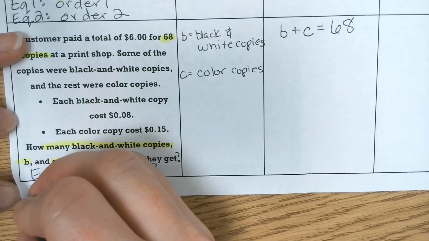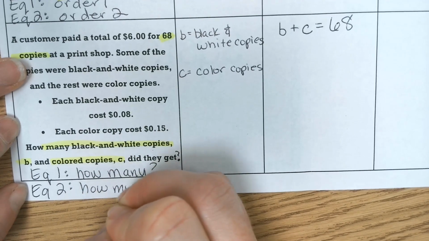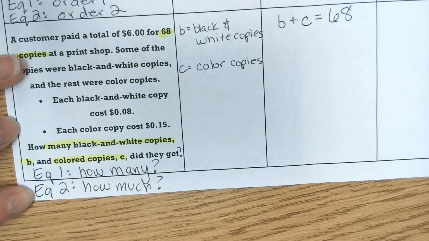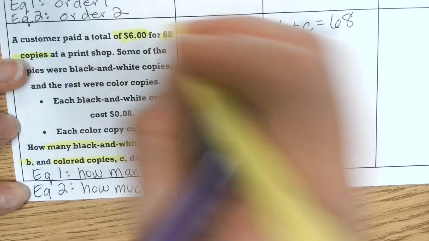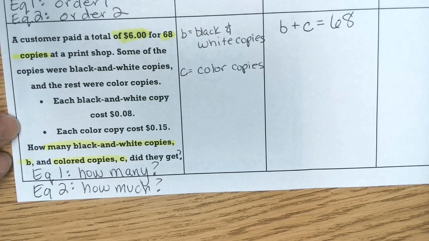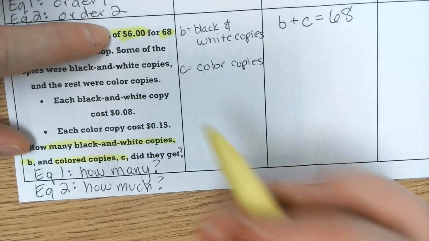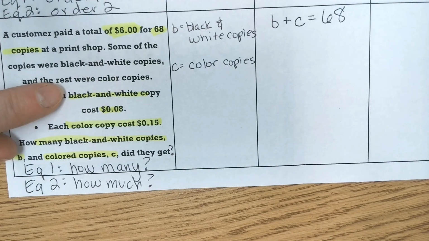So then equation 2 is going to be the how much equation. So that's talking about the money. So we have a quantity equation and a cost or total. So this is where we attach money to it. So all the money goes in the same equation. Did you hear me say that? All the money goes in the same equation. Don't mix and match quantity with money on this, because we have black and white is 8 cents, color is 15 cents. So highlight those.